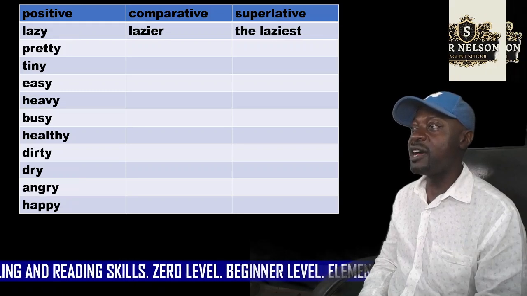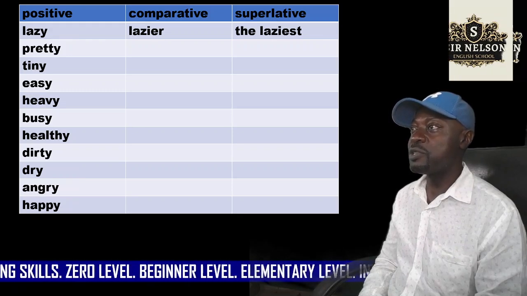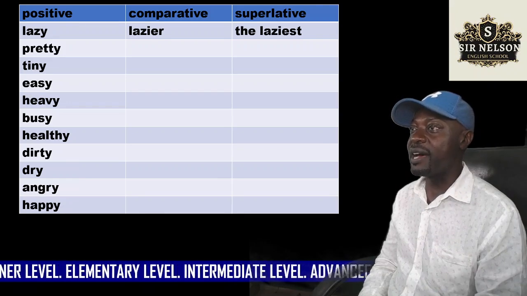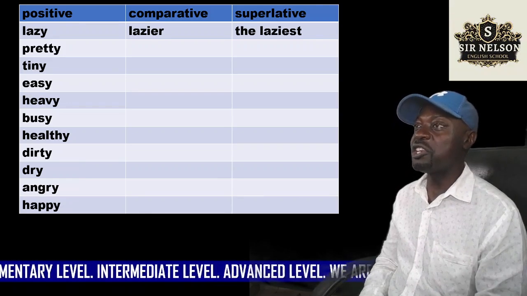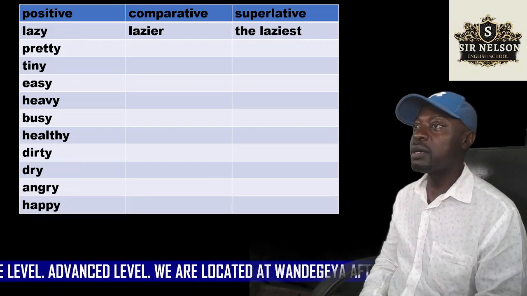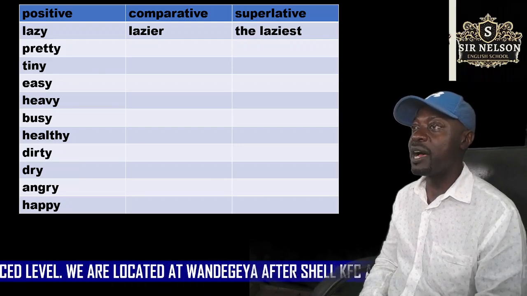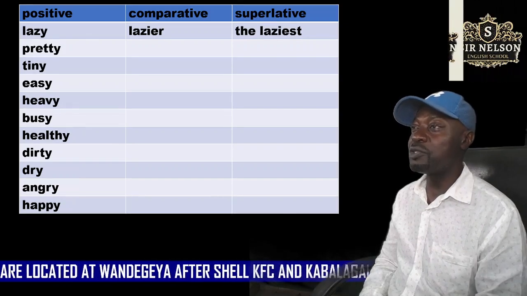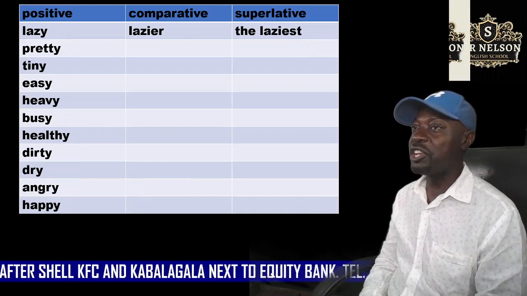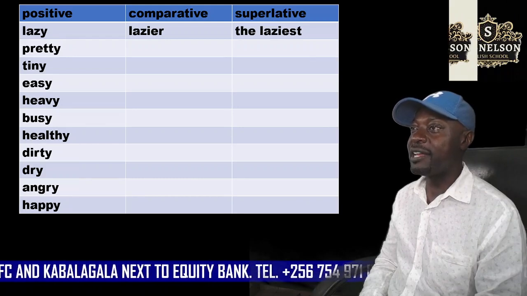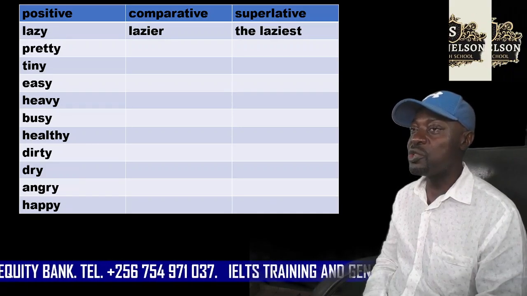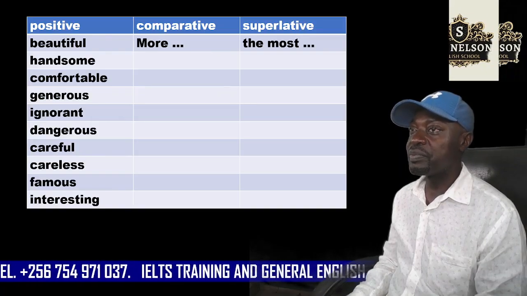Lazy, lazier, the laziest. The superlative, we add the word the. Remember to add er if the adjective is short. If the adjective is long, then you have to form the comparative using more. Y, change the Y to I and add er. Lazy, lazier, the laziest. Do the rest of the adjectives.